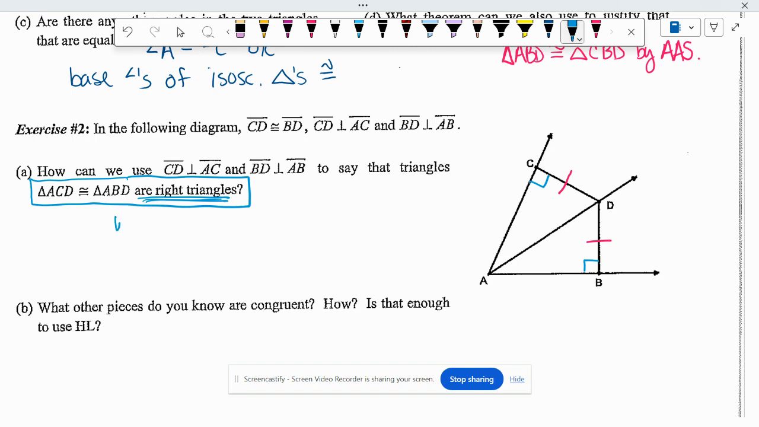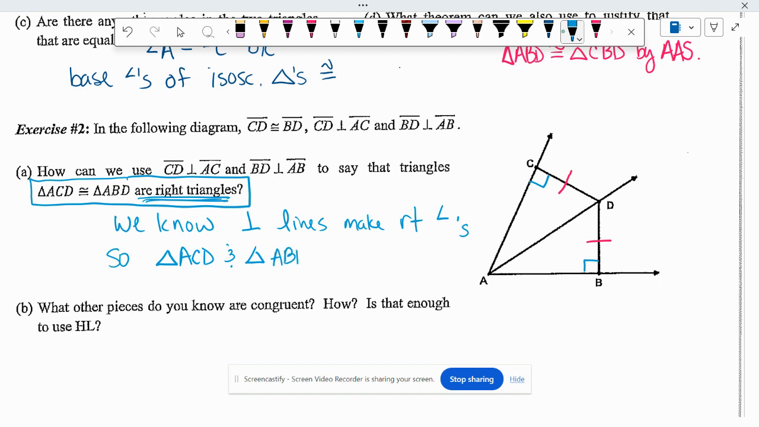So we have to say, we know perpendicular lines make right angles. So triangle ACD and triangle ABD are both right triangles. That's how we know they're both right triangles, because the perpendicular lines formed the right triangles.